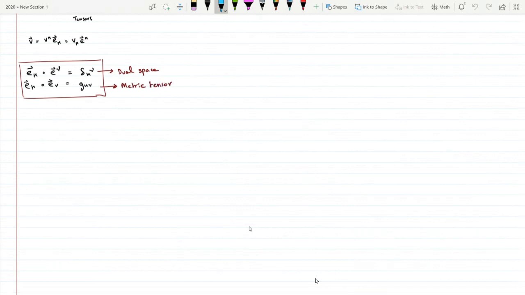We did this before we discussed outer products. If you're confused, we can go back and revise it. Any questions so far? Well, can you do that once again? Read the dual space and the metric tensor.